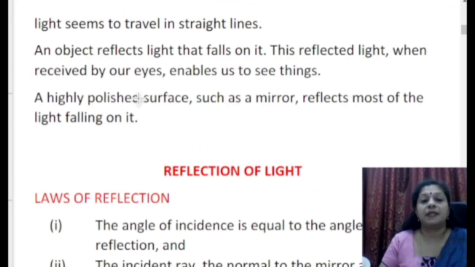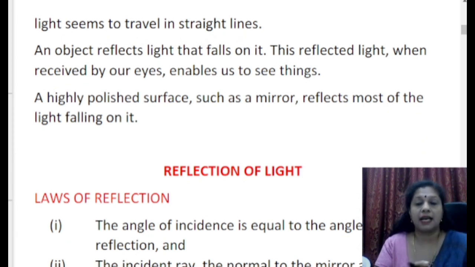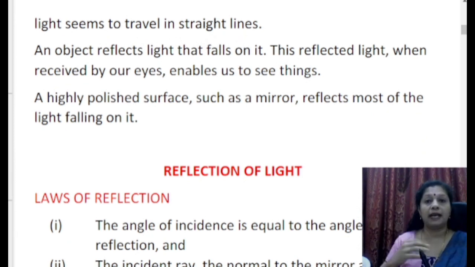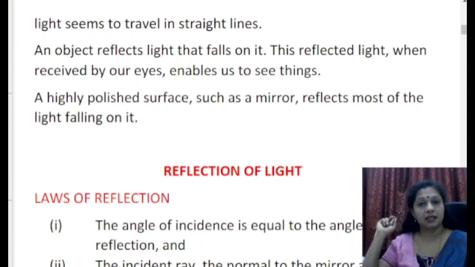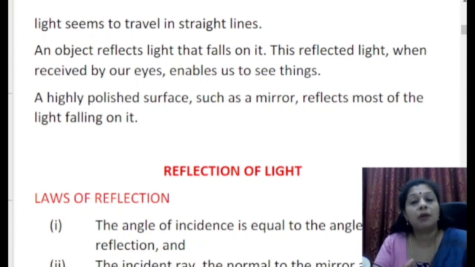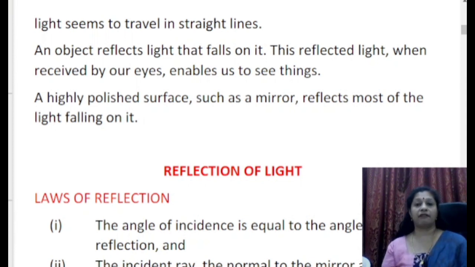Another point we have to discuss here is light seems to travel in straight lines. Suppose I am standing behind a wall and if I am talking, my friend is on the other side of the wall. My friend will be able to hear me, but will not be able to see me. Why? Because the sound can bend and go, so that's why it is reaching the ear of the next person, whereas light always travels in straight line, so it cannot bend and see. See, I can see whatever is straight in front of me.